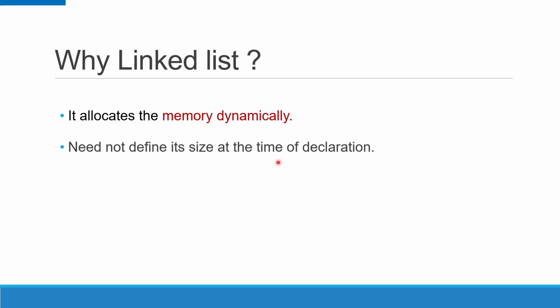As with the array, you need to declare the size priorly, right? At the declaration itself you need to declare the size as 15, 20, something like that. But in linked list, you need not do that. So this is the advantage of linked list. It follows dynamic memory allocation and you need not bother about the size of the list.